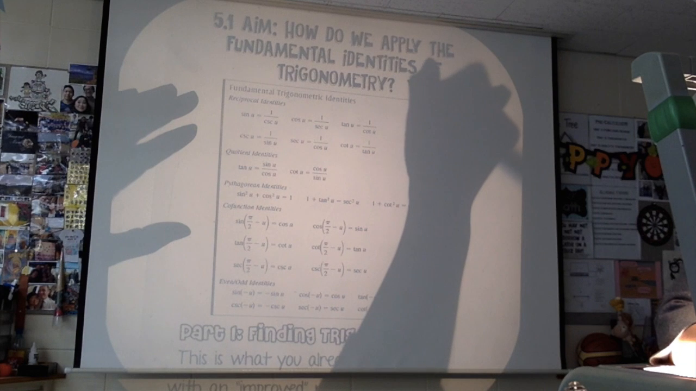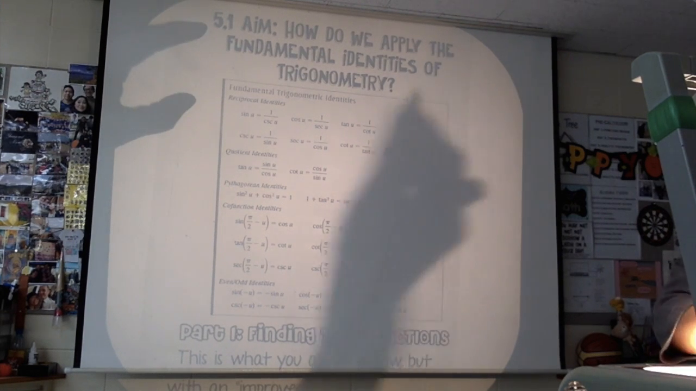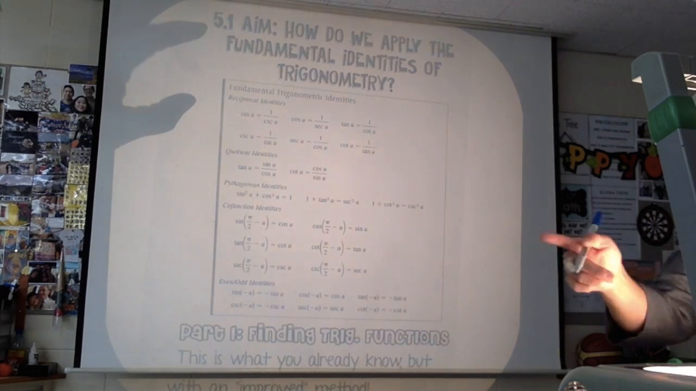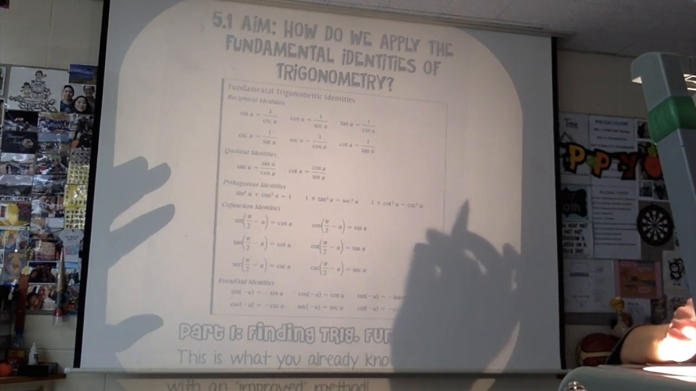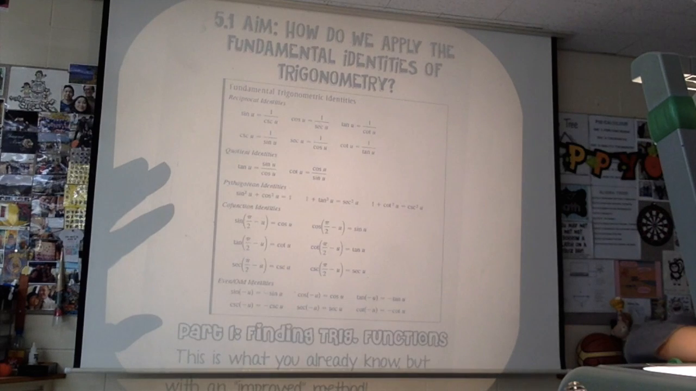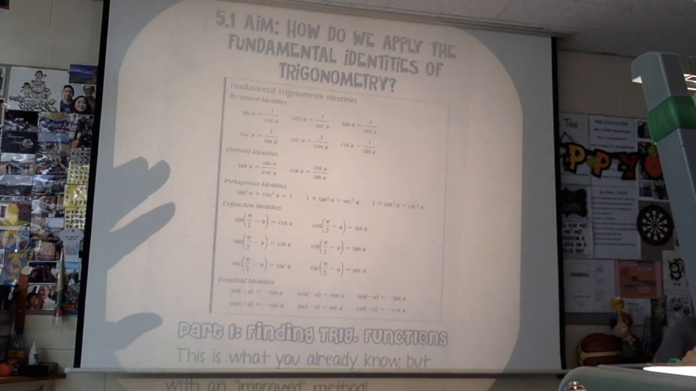Today's lesson is 5.1. I won't write the date because I don't know when you're going to watch it, okay? Make sure you study for your test though. 5.1 aim: how do we apply the fundamental identities of trigonometry? I gave you this sheet, and you're really going to be using it a lot, so make sure you have it ready.